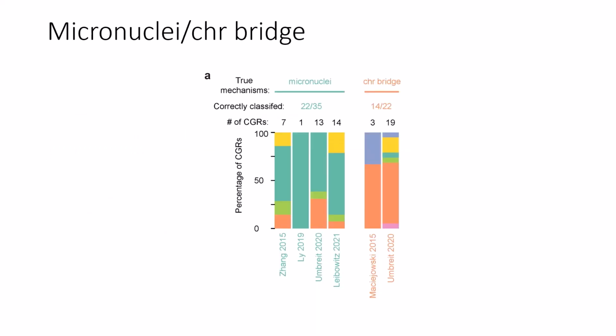We collected 5 published studies. All of them have induced chromothripsis in cell culture systems by inducing either micronuclei or chromatin bridges. And then we painted the colors of these events by the 6 signatures, so we could see the micronuclei-induced chromothripsis events are painted mainly by this light green color, and the chromatin bridge-induced chromothripsis events are mainly in orange color.